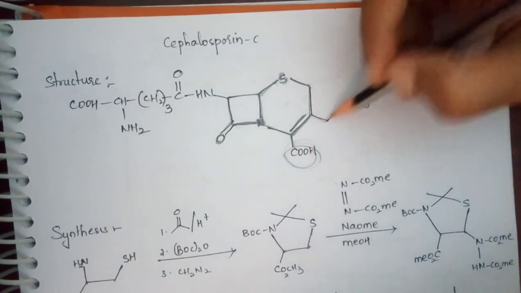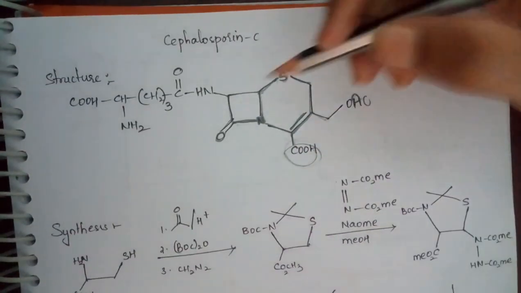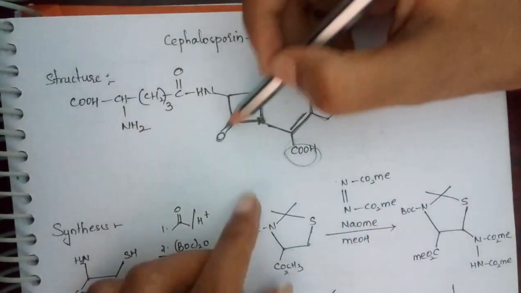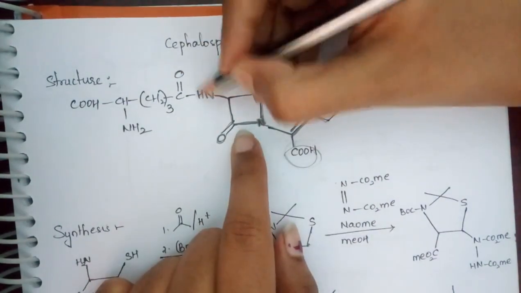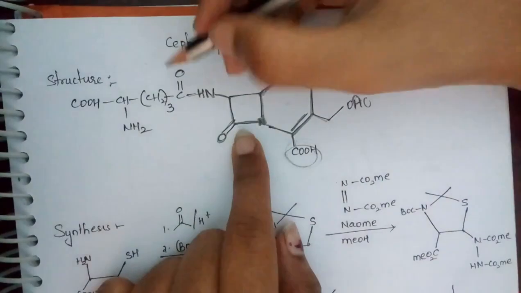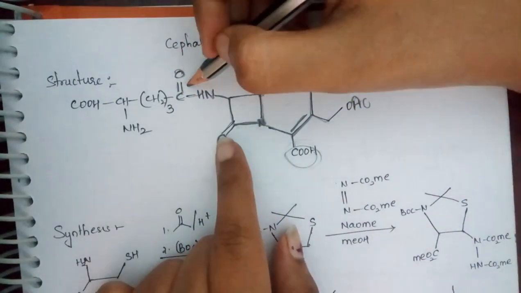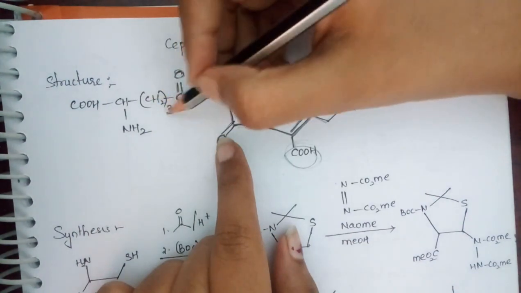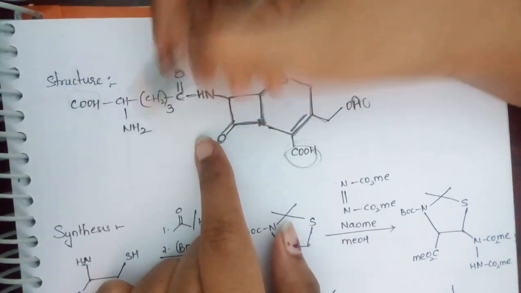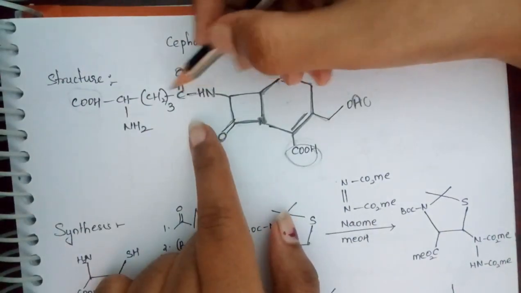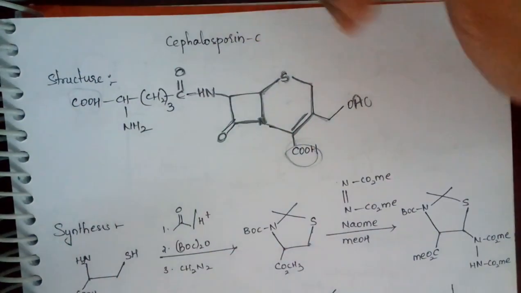Adjacent to that, you will have OAc. Between these both, you will have a double bond. Later, next to nitrogen, you will have C double bond O. Adjacent to this, you have again an NH group, which is attached to C double bond O. That is attached to CH2 thrice, then CH having an amino group and an acid group.